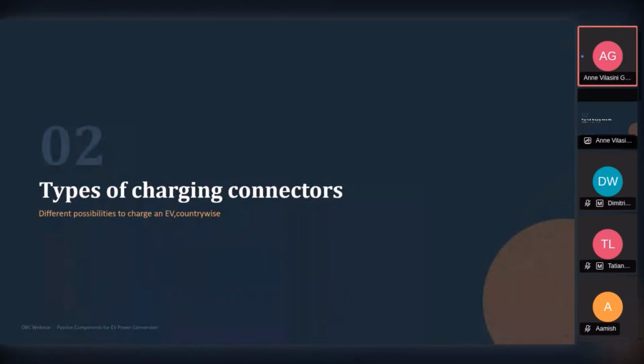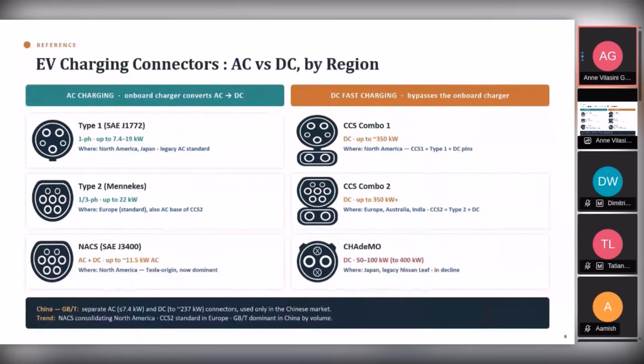So before we go inside the charger itself, here is a quick overview of the different types of connectors that are present in different markets. On the left, you can see the AC connectors. These are normally going through your onboard charger. They are called type 1, type 2, and NACS, which is predominantly used in North America. This was introduced by Tesla. And on the right, you can see DC fast charging connectors, which bypass the onboard charger, so they are not so relevant for us today.